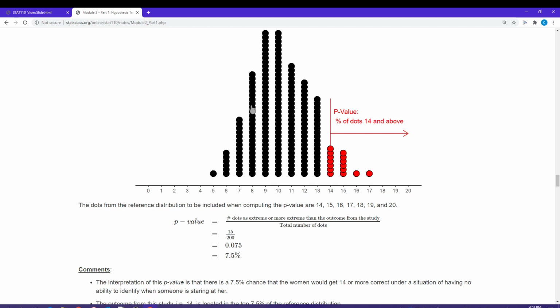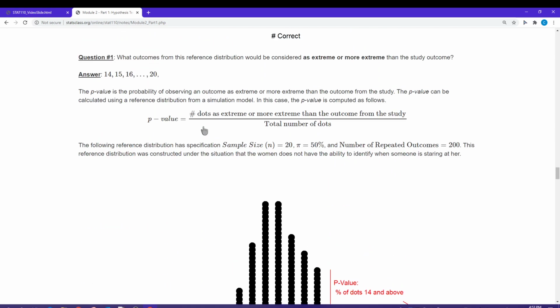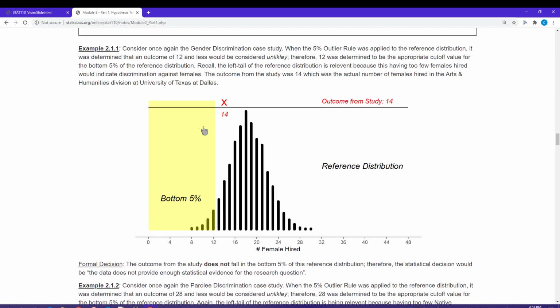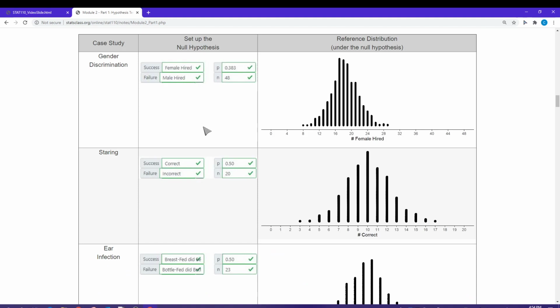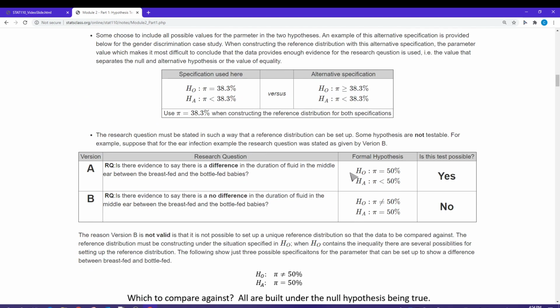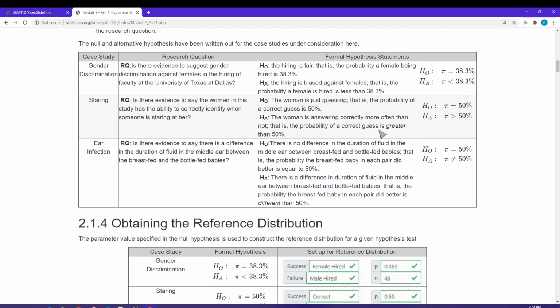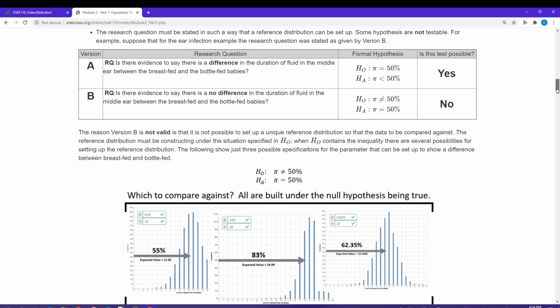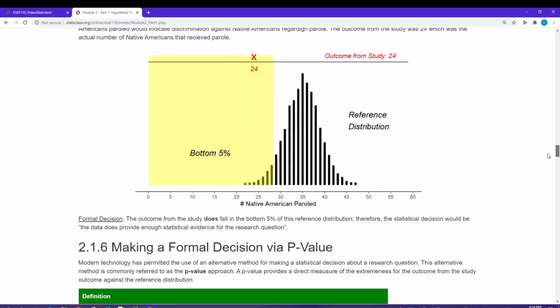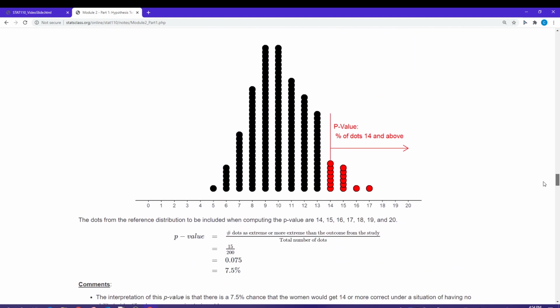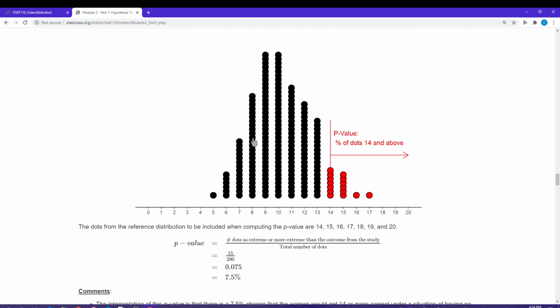Okay, because this reference distribution was built under a situation, well, if we go back up and look, it was built under a 50-50 scenario. So the reference distribution is built, again, assuming she did not have the ability. So the chance that a woman will get 14 or more correct under a situation of no ability is 7.5%.